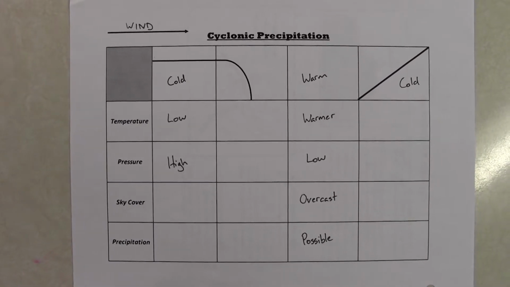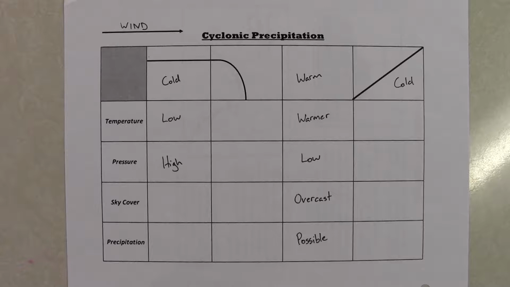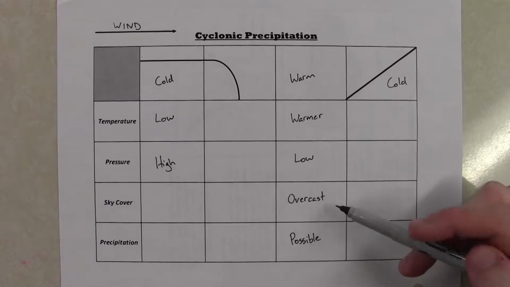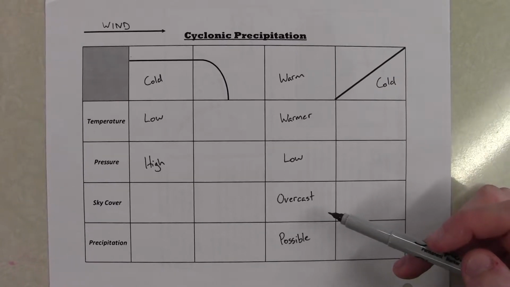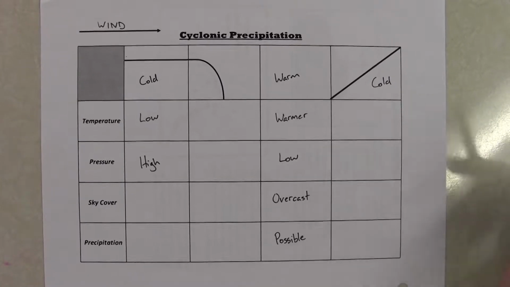So the air could rise, cool, condense, and fall. It's at least going to rise, cool, and condense to form overcast skies. And if the overcast sky contains enough humidity or the atmospheric conditions allow for it, you could see some precipitation.